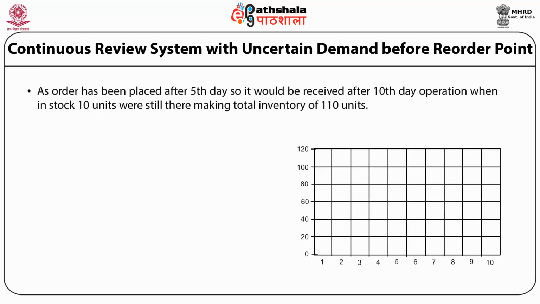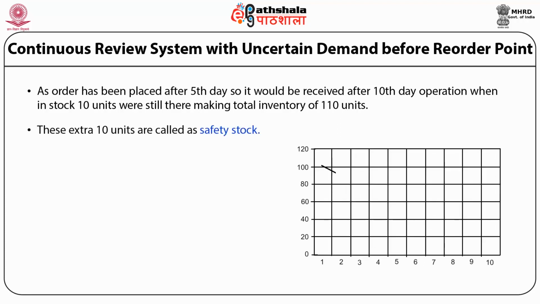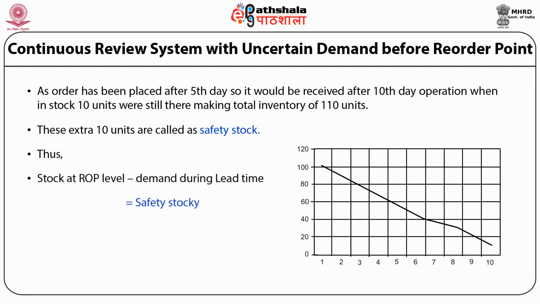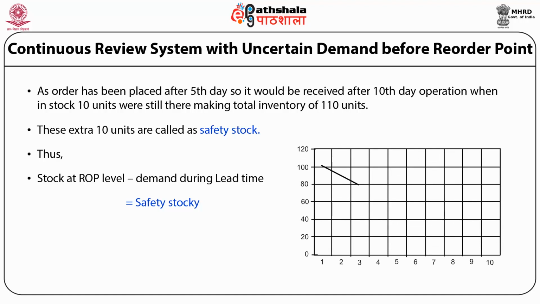As order has been placed after 5th day, so it would be received after 10th day operation when in stock 10 units were left, making total inventory of 110 units. These extra 10 units are called a safety stock. The stock at ROP level R equal to 50 minus demand during lead time L equal to 40 equal to safety stock SS equal to 10. So ROP equal to L plus SS.